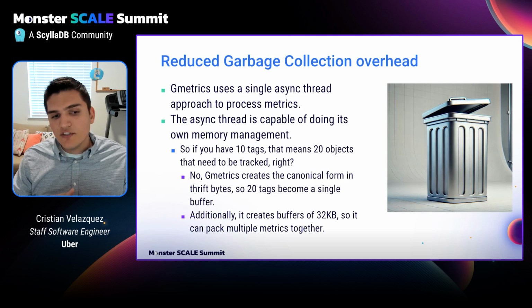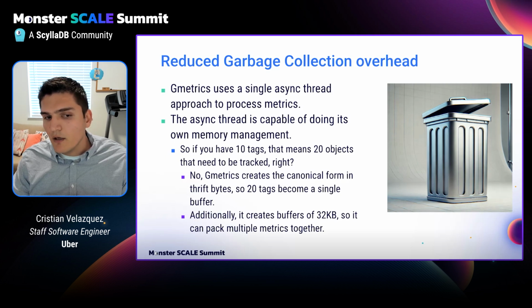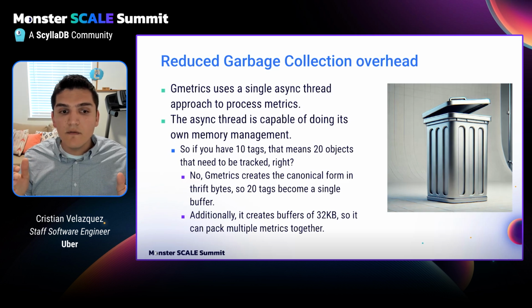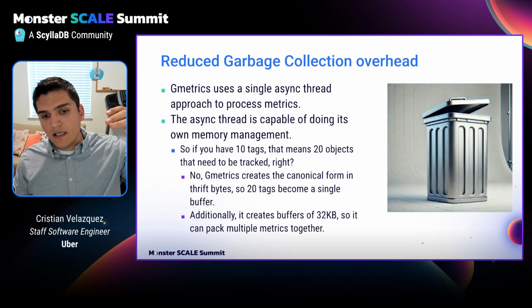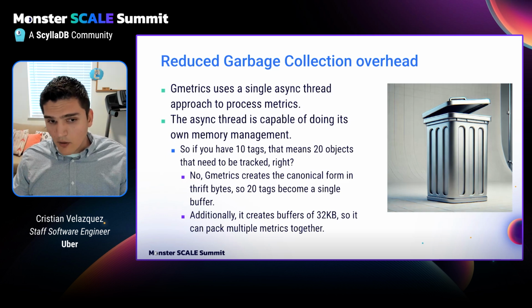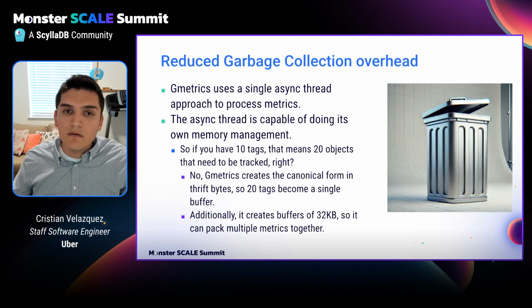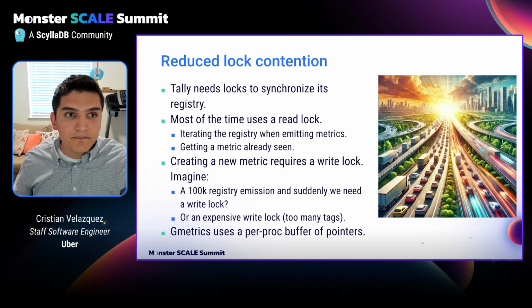But then we don't stop there. What we do is we create buffers of the same size, in this case 32 kilobytes. So imagine this 20 tags combination is like 1 kilobyte on average. What you actually achieve by doing these two optimizations is that, because we are seeing 1 kilobyte, that's 32 multiplied by 20 objects that we need to create in Tally, but in Gmetrics it is a single object. So we save a lot of the overhead that we induce into garbage collection in Tally.